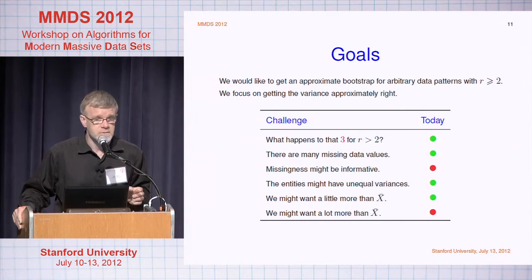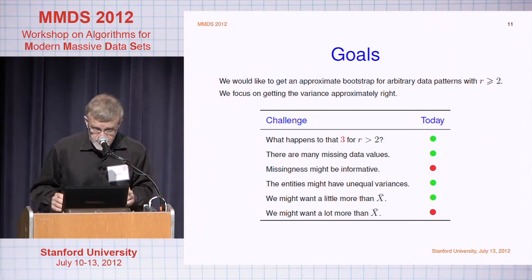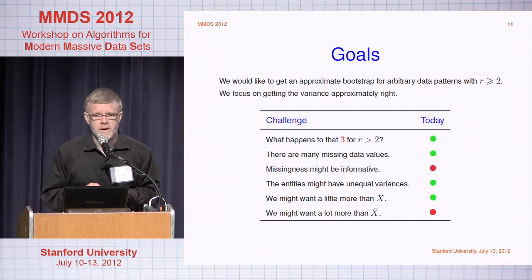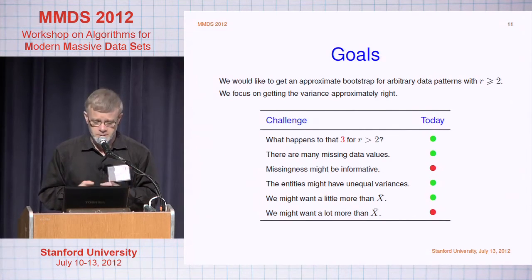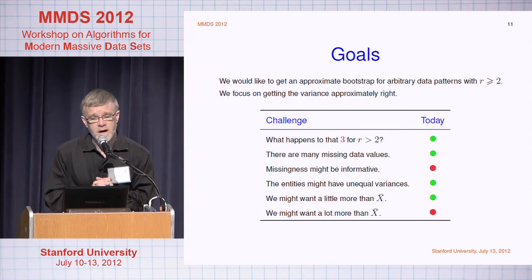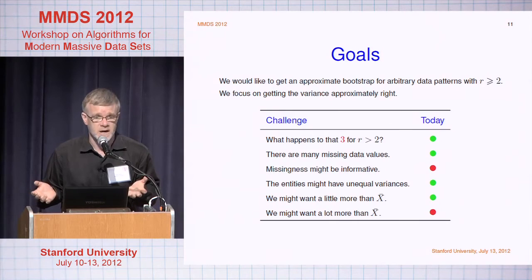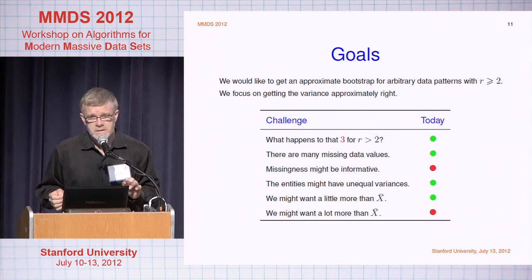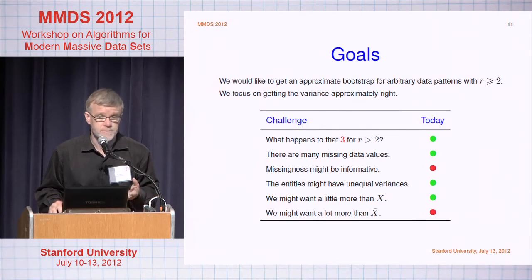If the entities have unequal variances, that's not a problem. If we want a little bit more than x bar, like maybe I want y bar divided by x bar, or maybe I want x1 bar minus x2 bar, those kinds of things are not a problem. If I want a lot more than x bar, I don't have it today. So what would be a lot more than x bar? Maybe I want the leading eigenvector of some matrix. I would love to bootstrap that leading eigenvector. The theory that I'm showing you today doesn't show how to do that. It's pretty clear that the naive bootstrap can't do that because it can't get x bar. So if any bootstrap has a chance, maybe the product bootstrap does.